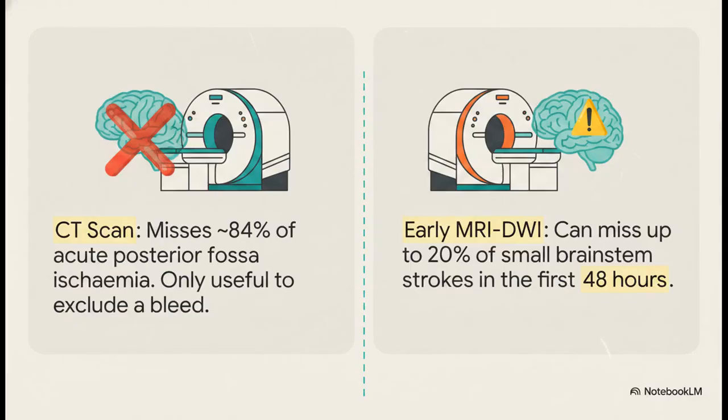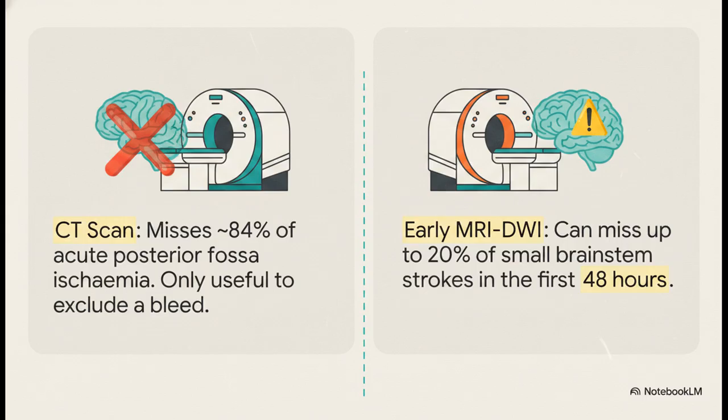Let's just hammer this point home, because it's that important. A CT scan is going to miss about 84% of these strokes. Its only real job is to rule out a bleed. And you have to remember this: a normal MRI in the first 48 hours does not mean there isn't a small brainstem stroke.